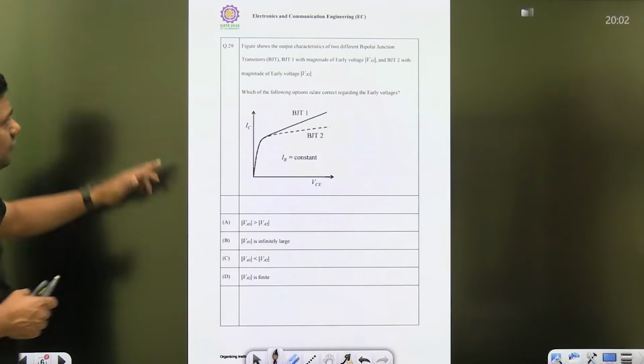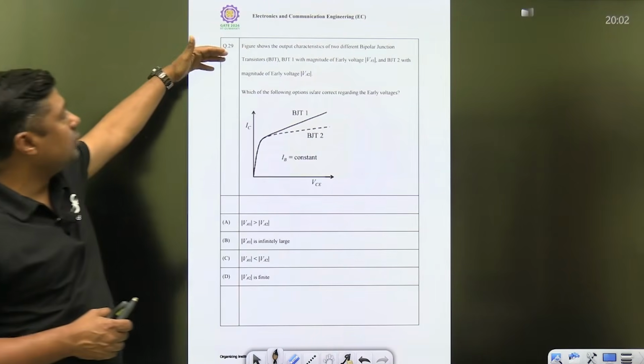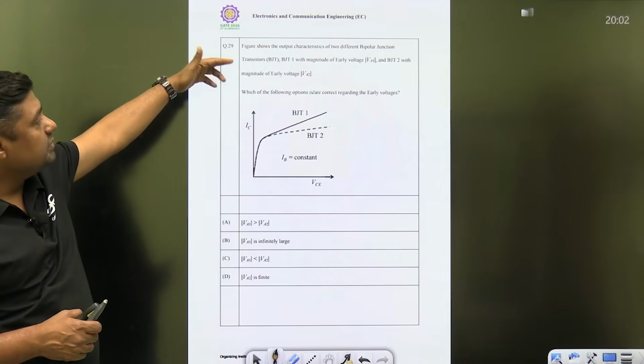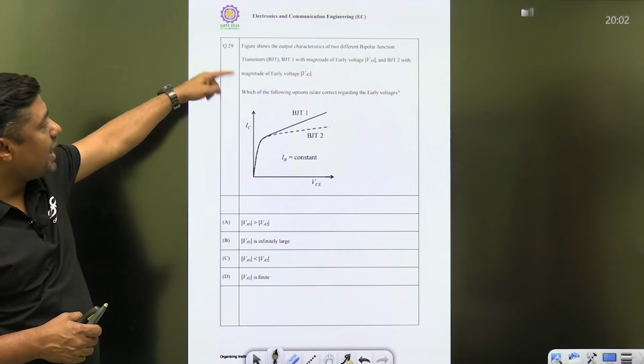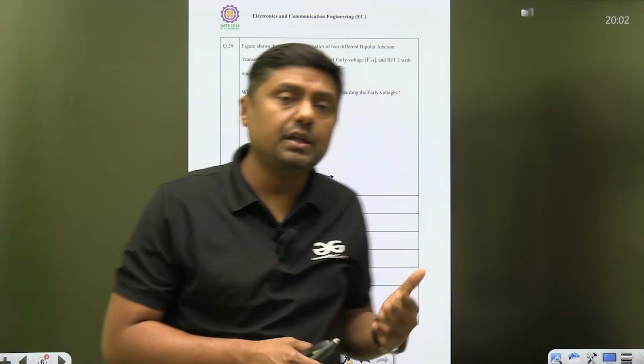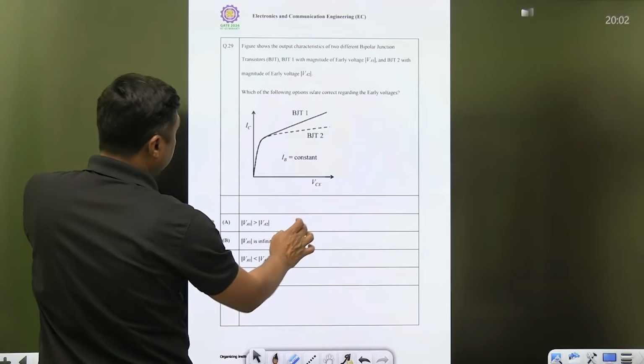a question on the early effect. The figure shows the output characteristics of two different bipolar junction transistors, BJT1 with the magnitude of early voltage VA1 and BJT2 with the magnitude of early voltage VA2. This question is based on the early effect. So what is the answer? First of all, read the question carefully.